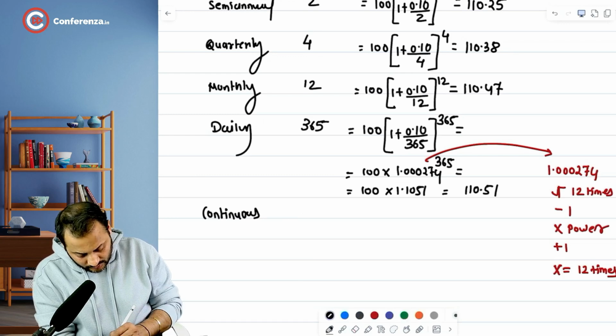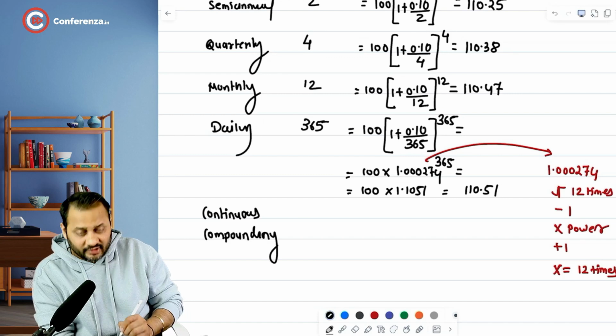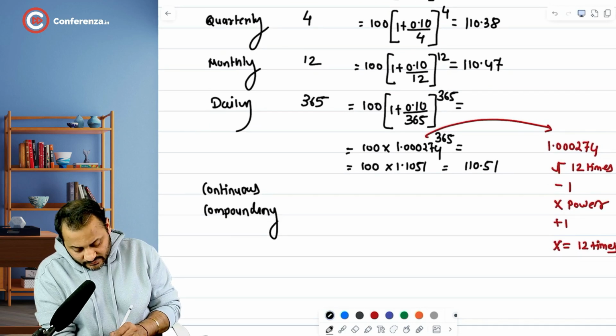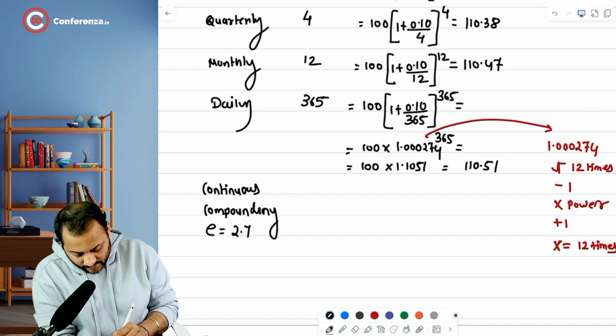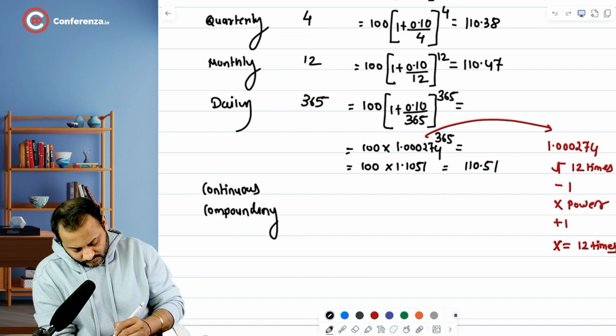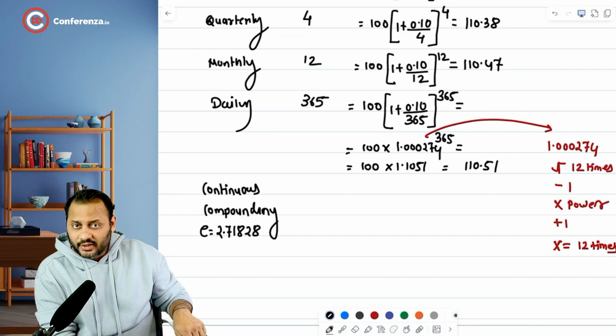Now, there is no particular rule to what continuous compounding means. Continuous compounding means every second or every minute or every hour. There is no particular rule to it, but there is a mathematics and science behind it. Continuous compounding is denoted by E, and the scientific value of E is 2.71828. You can Google it.